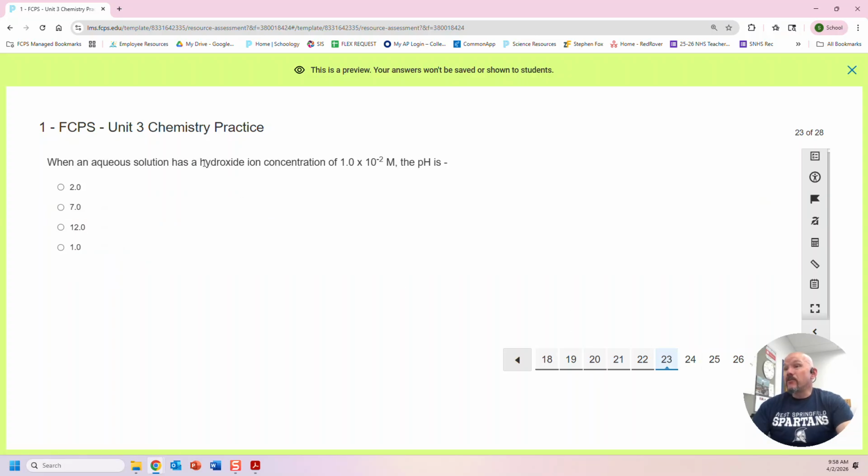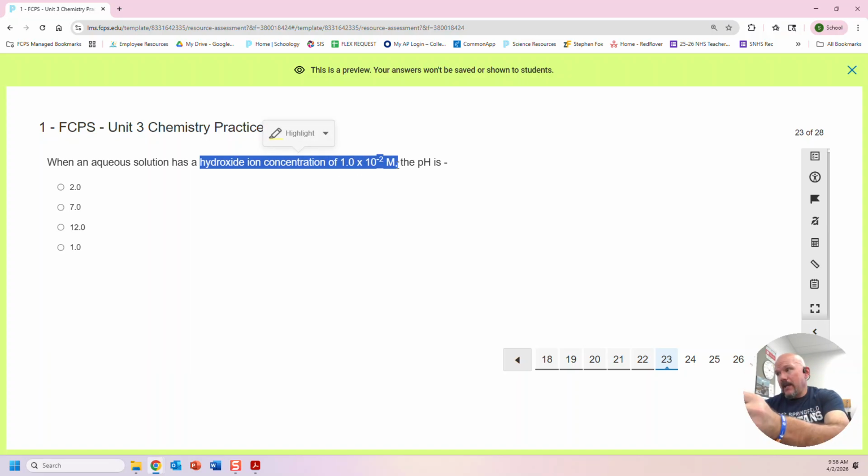So here we're given the hydroxide concentration. Okay. So remember, if we know the hydroxide, we can't calculate the pH right away. We have to calculate the pOH, and then 14 minus that would give us the pH, because pH plus pOH always equals 14. So we're going to take the negative log of hydroxide, but that's not pH, that's pOH. Okay, and then we got to do 14 minus.